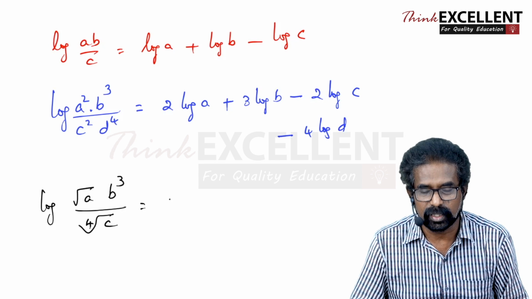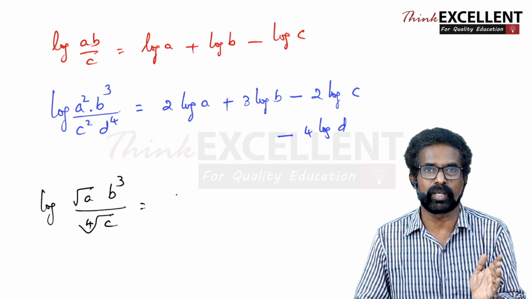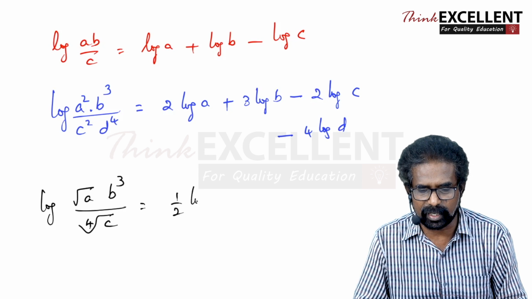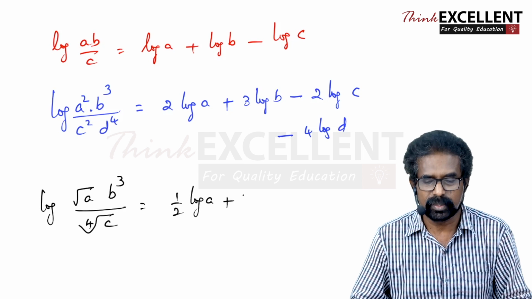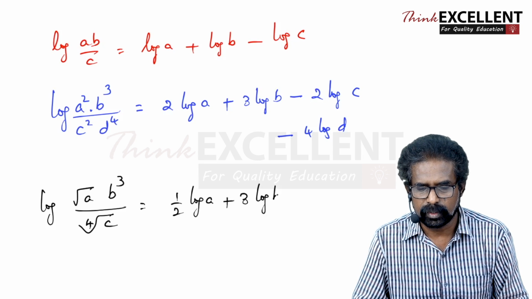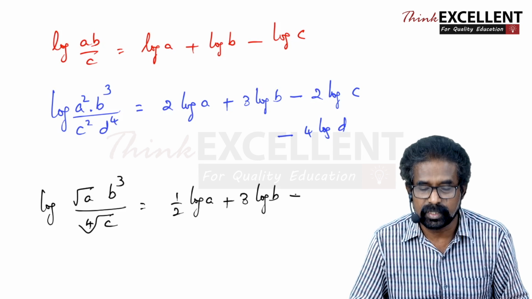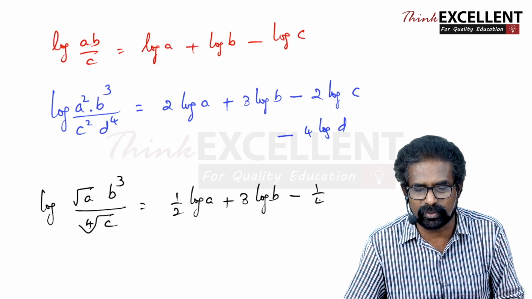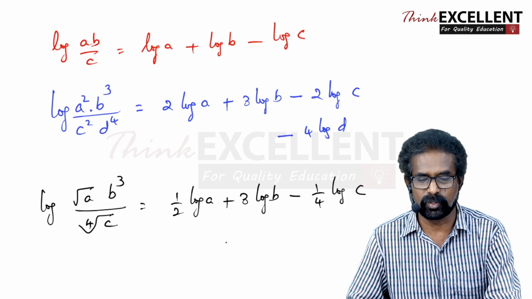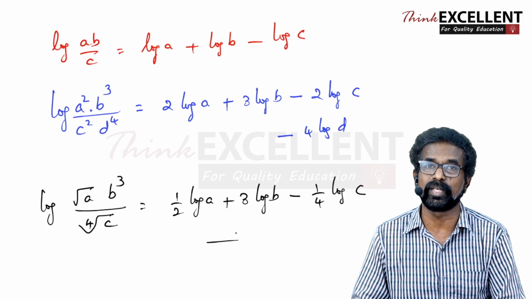So root A is A raised to half. So you can write it as what? Half log A. Then product is there, so put plus. B cube, 3 log B. Then divided by, so put minus. 4th root of C, C raised to 1 by 4, right? So you write 1 by 4 log C. Okay, hope you understood all these things. These are very, very important things, students.